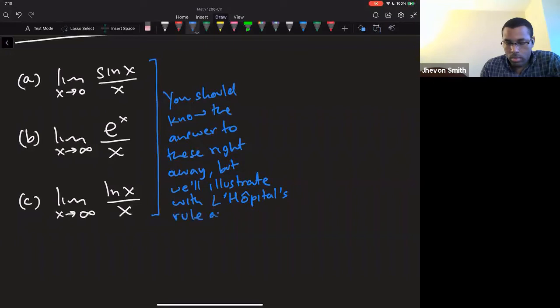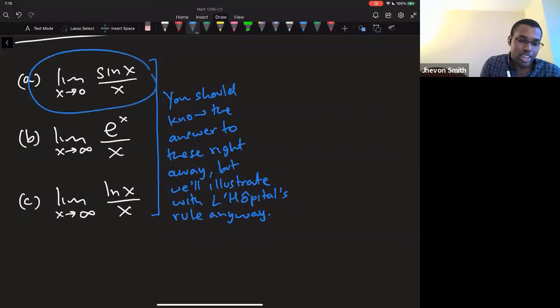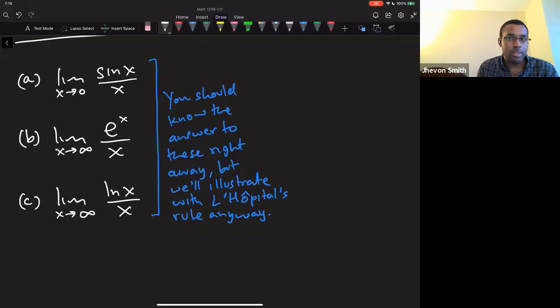If you look at these limits and you actually don't know what the answer is within a few seconds, got to check yourself before you wreck yourself, okay? Based on the rules that I've given you before. One of them is a direct formula, one of the special trig limits. You should know that by heart. The other two, the concept of top heavy and bottom heavy should immediately give you the answer in a few seconds. So B, the answer is infinity, and C, the answer is zero. You should know that just by looking at them.